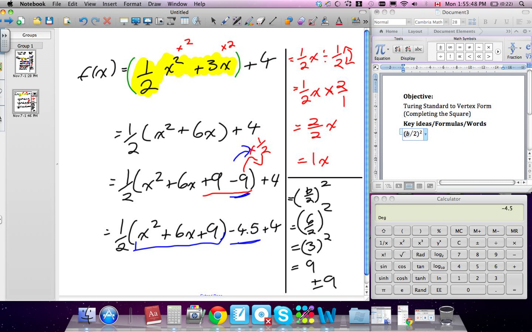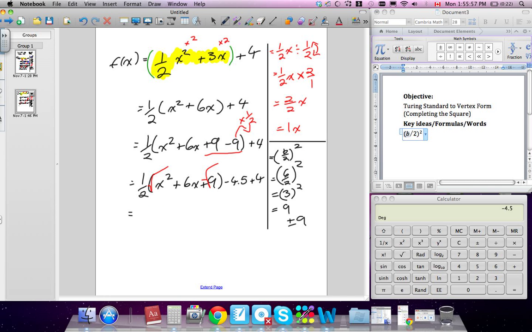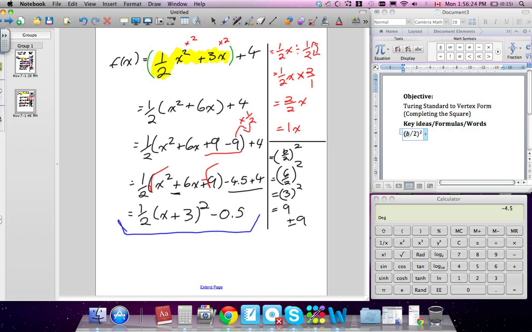Now what's important here is, again, I'm left with a perfect square trinomial, so I can square root the first and the last term. I get a half, and in the bracket, the square root of x squared is just x. The square root of 9 is 3. We take down the middle operation, which is a positive sign, and I put a squared on the outside. And I bring back the negative 4.5. So this is it. This is our vertex form. The 6 in the middle disappears.